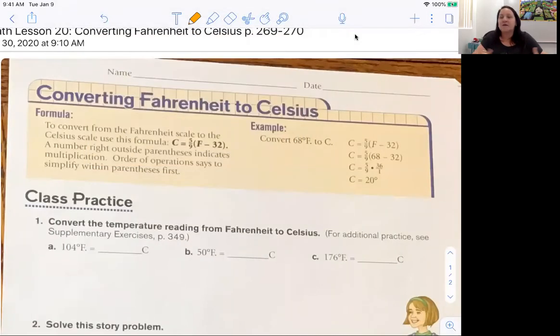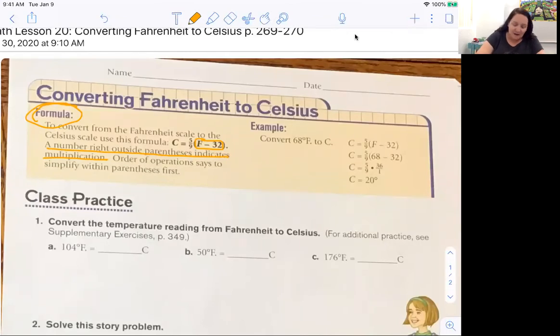The yellow box always gives us all the awesome extra information, or the good information that we need, right? So formula right here, let's look here where I'm circling. To convert from the Fahrenheit scale to the Celsius scale, use the formula C equals 5/9 times F minus 32. A number right outside the parentheses indicates multiplication. We know that, we've been doing that. Order of operations says to simplify within the parentheses first. So we will be doing the F minus 32 and then multiplying by 5/9.